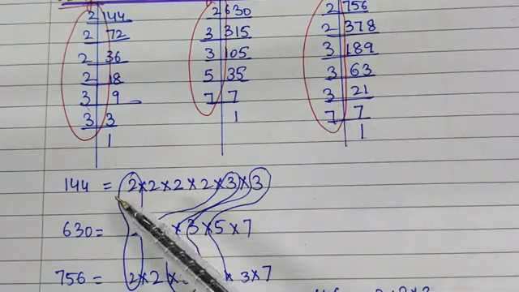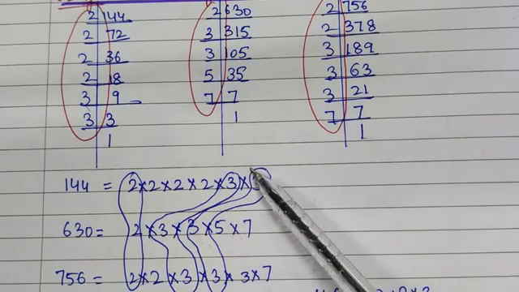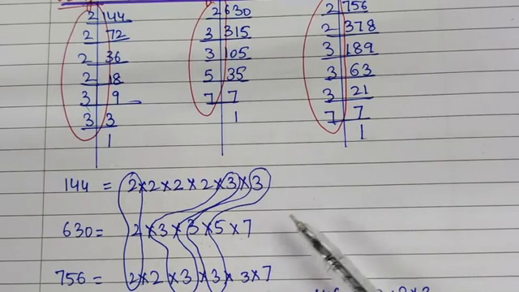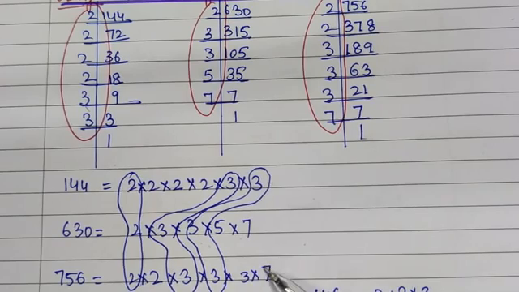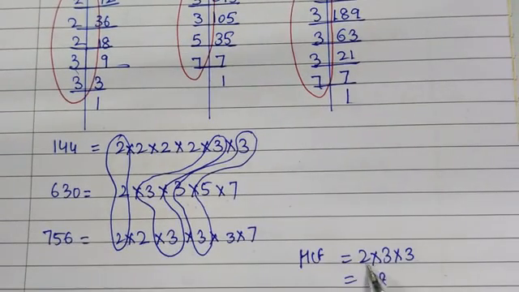Now let us find the common factors. This 2 is common, this 3 is common, then this one more 3 is common, then 7 is not common. So we get 3 common factors. Now let us multiply them. 2 times 3 is 6, 6 times 3 is 18. So this is the GCF or HCF.